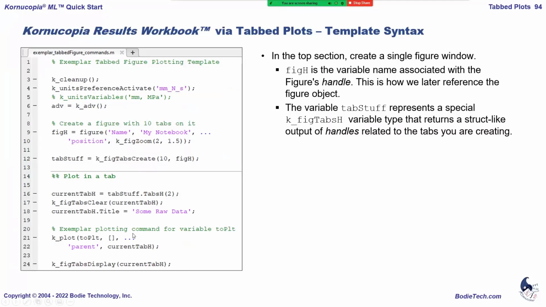Then you would issue whatever plot commands you want to plot. And when you issue those commands, you're going to use the parent advanced option to point at the tab so the plot knows where to go. Otherwise, if you don't do that, the plot's going to go into just the back side of the figure. It'll be behind all the tabs, and you'll wonder where's your plot. And then the last thing here is kfig tabs display. That'll tell Kornucopia to take the figure window and make the current tab that you just plotted the page that you see, because all the tabs are stacked one on top of each other. So this allows you to then see the tab of interest. So this is the basic template we're going to utilize.